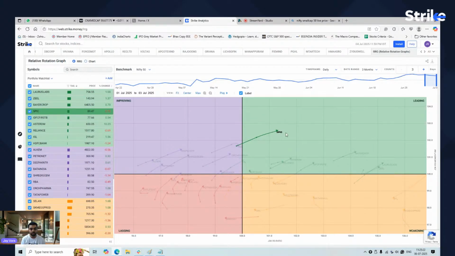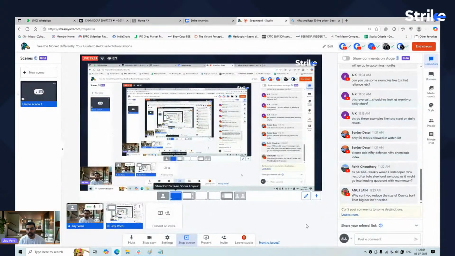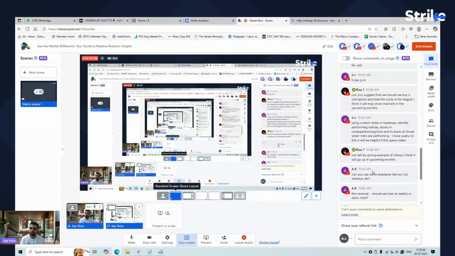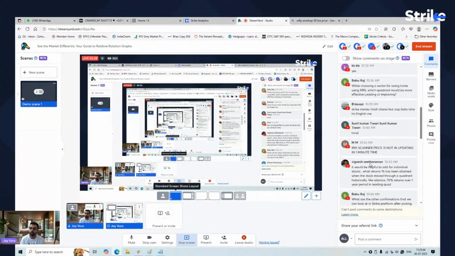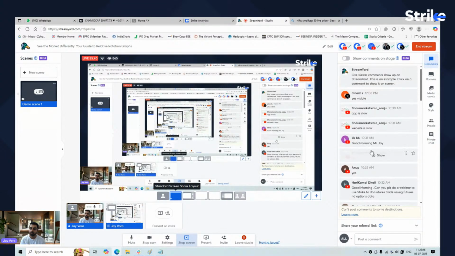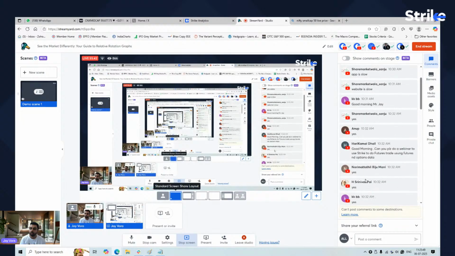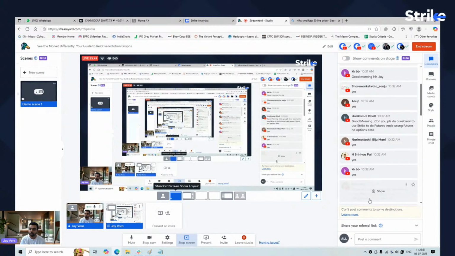Then, once you screen those stocks, you can quickly make a watch list of that and keep it on your radar so that you can take some actionable trade whenever those signals occur. So I think that is broadly it on RRG. We can take up the questions if we have any. I'll try to get the questions.